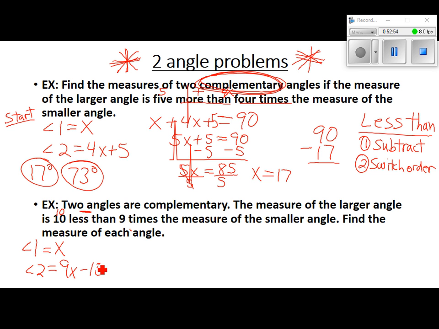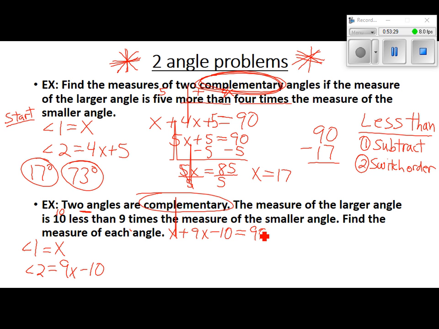What do we know about these 2 angles? They add up to 90. So what equation can I set up? X plus 9x minus 10 equals 90. Write that down on your paper and solve it. Again, on the test, you get a point for the equation, another point for solving for x, and 2 more points for getting the angles.